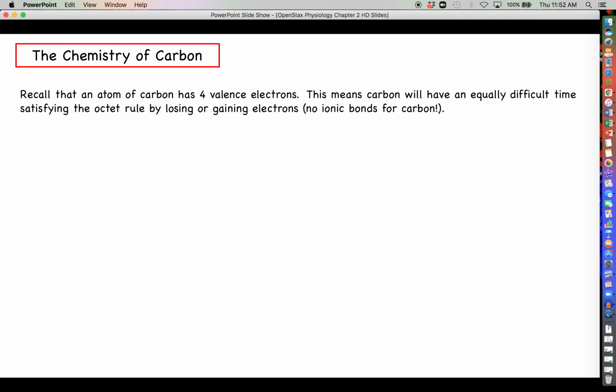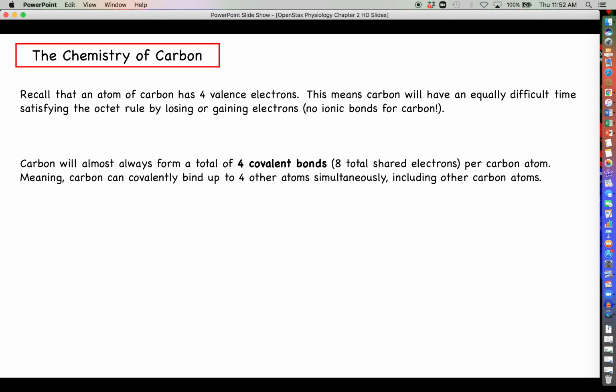Ionic bonds are really just going to be in cases in which atoms can easily transfer electrons they don't want or pick up electrons that they do want, in the case of, say, sodium and chlorine. So what carbon is going to do instead to satisfy its octet requirement is form covalent bonds. It's usually going to form a total of 4 covalent bonds, meaning it shares a total of 8 electrons, and that satisfies its valence shell.